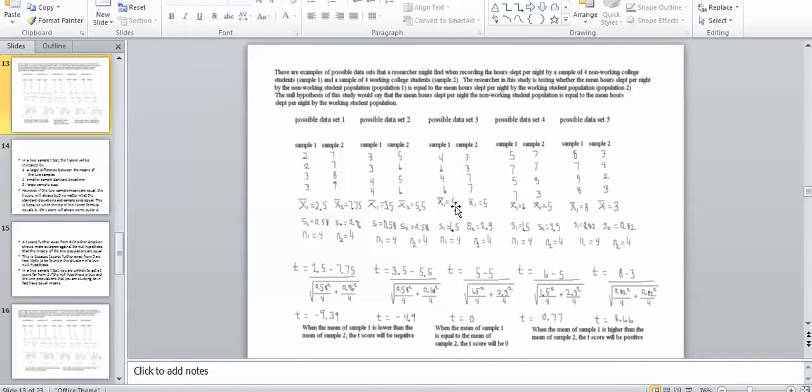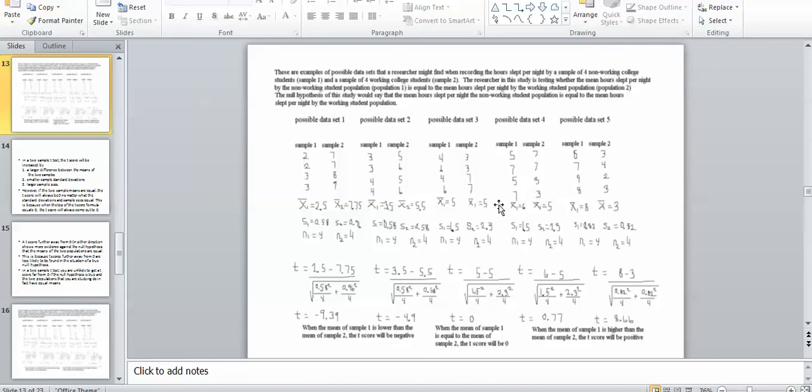As you move in this direction, the mean of sample 1 is starting to become further above the mean of sample 2. So here they're equal. Here the mean of sample 1 is 1 above the mean of sample 2. And here the mean of sample 1 is 5 above the mean of sample 2.